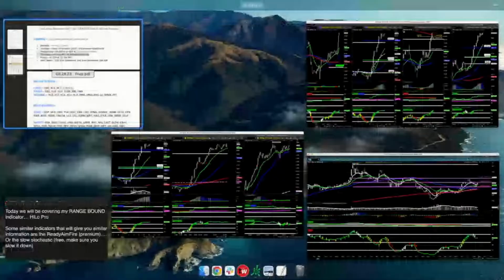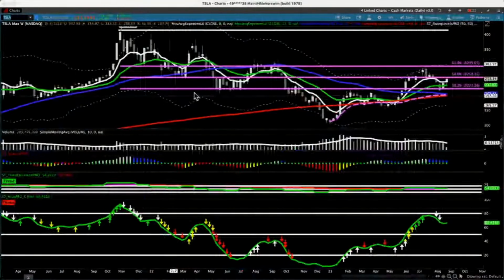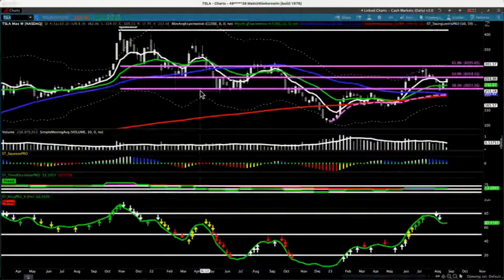Thoughts on DNA? Give me more specific. Give me a time frame that you're looking at. That's a stock I don't really trade. All right, so we'll do a couple more questions here.